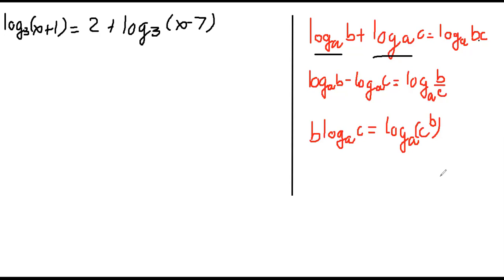And the third one is called the power rule. If you have a number standing in front of the log, then you can raise the argument to that power, whatever power it is. So if you have B times log base A of C, then the result will equal log base A of C to the power of B, and vice versa.